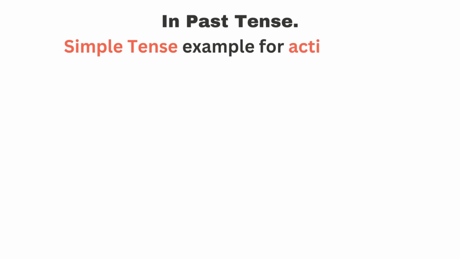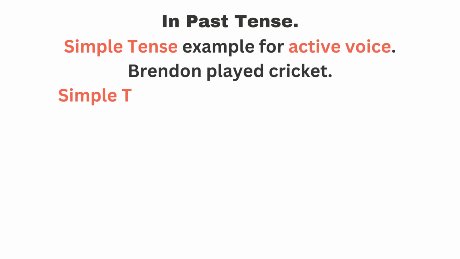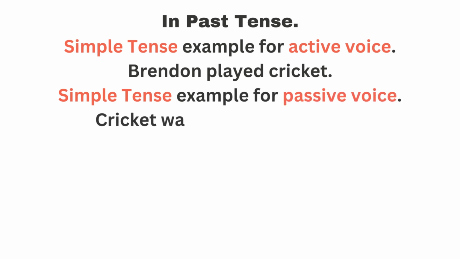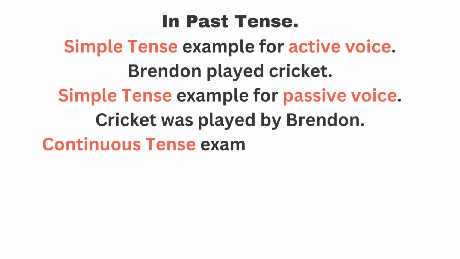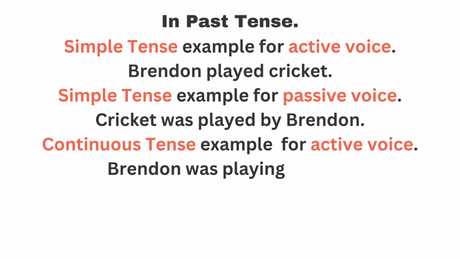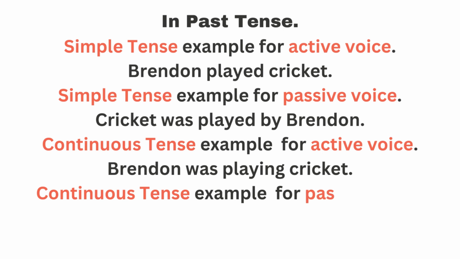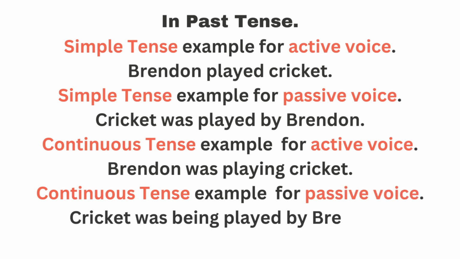In past tense. Simple tense example for active voice: Brendan played cricket. Simple tense example for passive voice: Cricket was played by Brendan. Continuous tense example for active voice: Brendan was playing cricket. Continuous tense example for passive voice: Cricket was being played by Brendan.